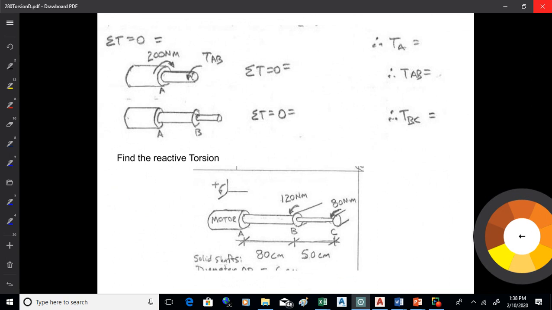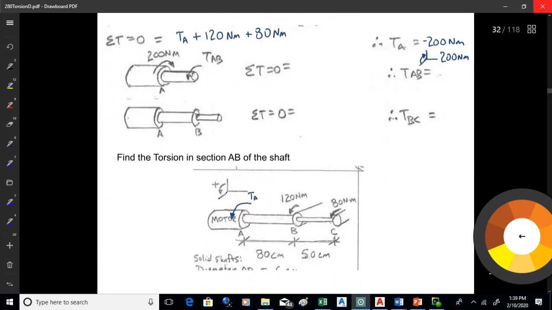And just as with those linear problems, you're going to want to start at the reference point, which will be where the motor is, point A, and then work your way out and find the internal torsions, the one that occurs from A to B, and then another one that occurs from B to C. So it's the same idea. Okay, so let's work through that.